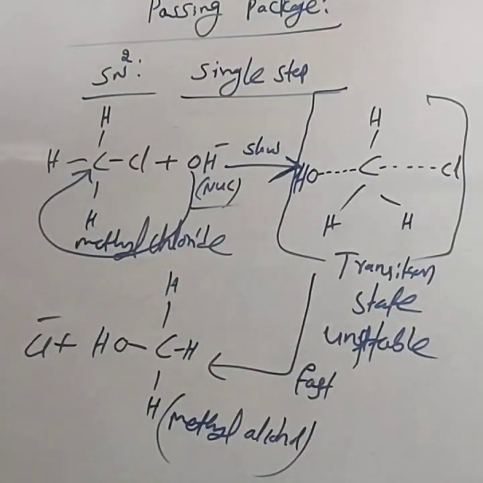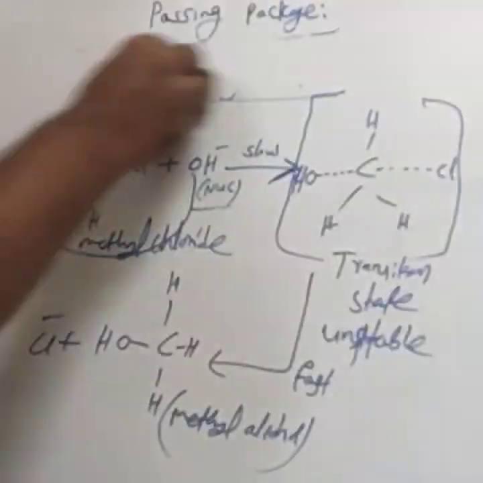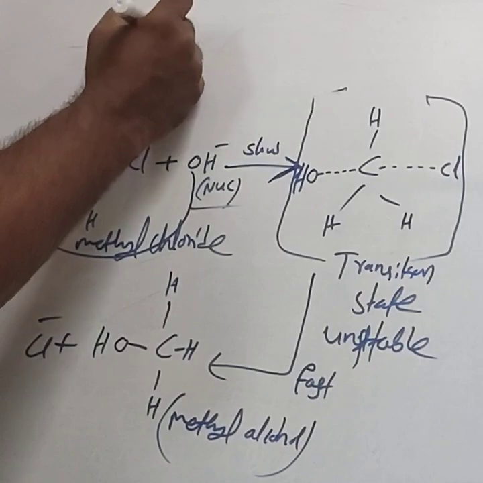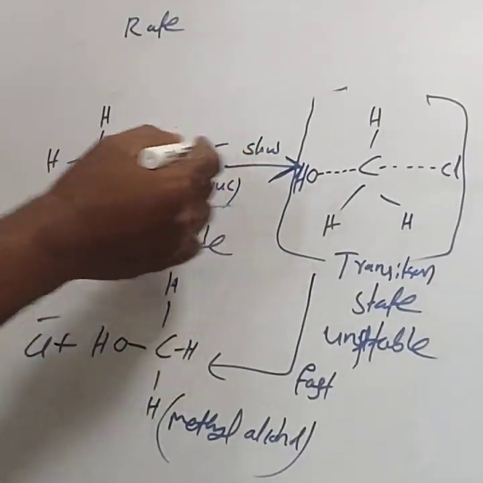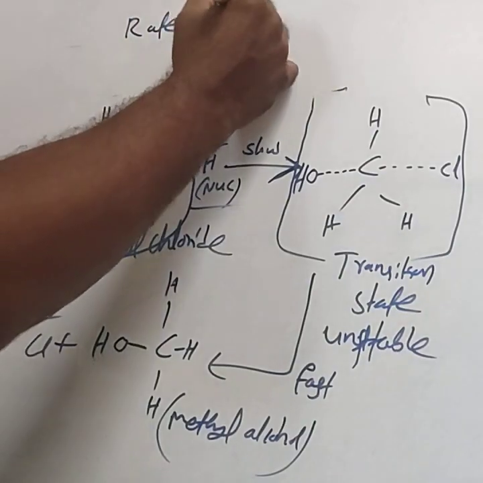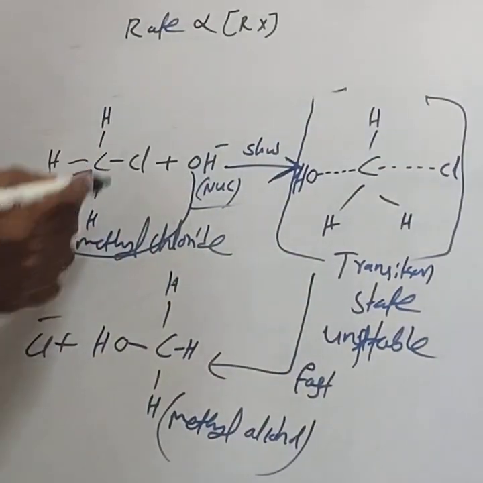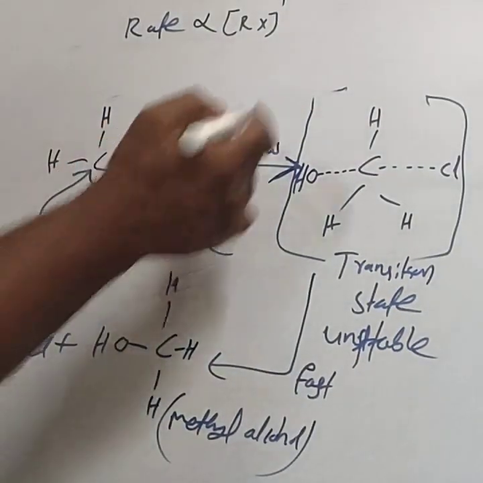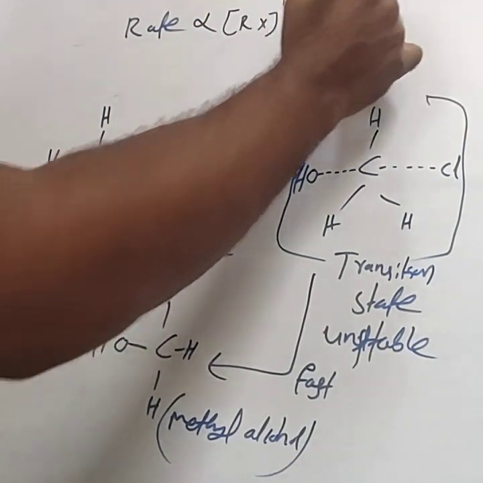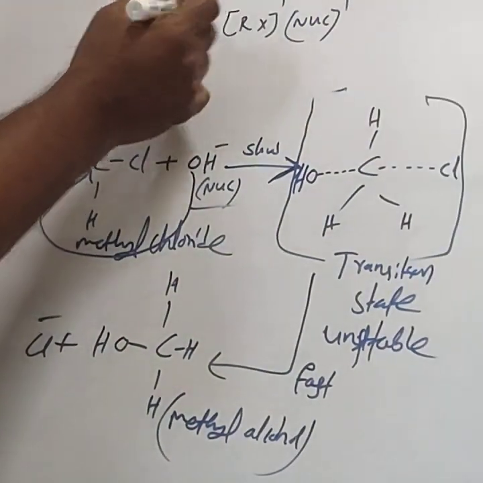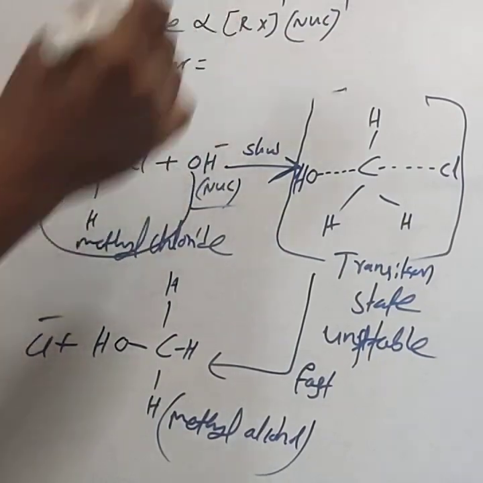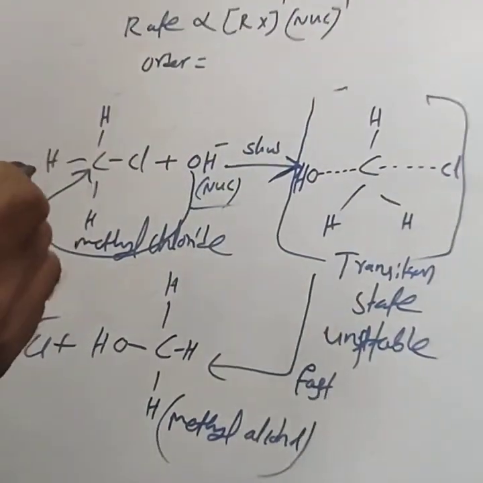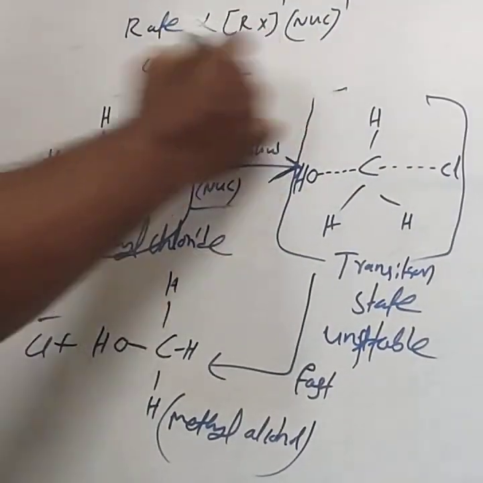That is important. Then in this SN2, you have to prove that it is bimolecular. For that, again the slow step is the rate determining step. The first step is the slow step. Rate is proportional to RX, the alkyl halide, methyl chloride, RX power 1, and it contains nucleophile power 1. The order is given by the sum of the powers in the rate equation. Here RX power 1, nucleophile power 1, so the sum of the powers, the order, is equal to 2.